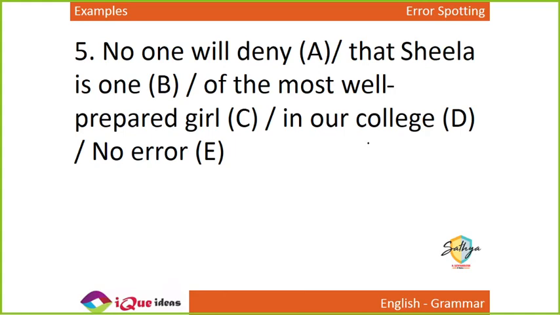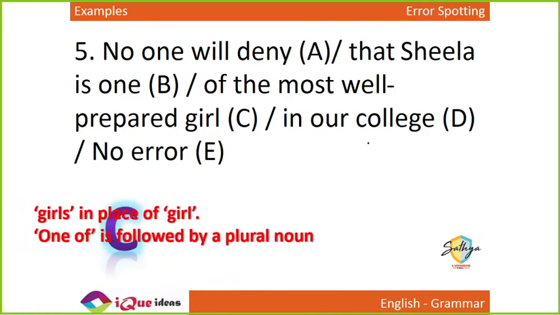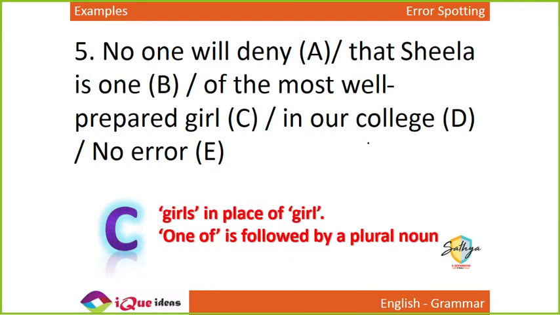Okay, so look at it carefully. Sheila is one of the, right? She is one among many. Among many who? Among those who are well prepared. So well prepared girls. Sheila is one among many girls. So obviously, part C has the error. No one will deny that Sheila is one of the most well prepared girls in our college. She's one of many girls. So that should be in plural. And hence the error is definitely in part C.